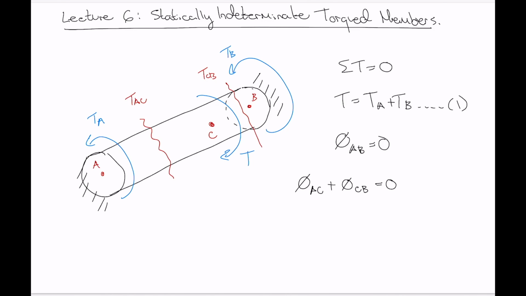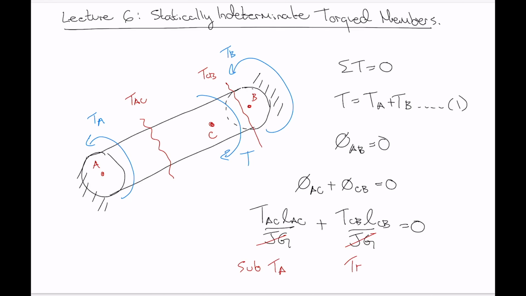Then we can expand those out using our equation for angle of twist. So phi AC is the torque in AC, times LAC, divided by J and G. I'm leaving the subscripts off J and G since both segments have the same J and G, but of course you couldn't do that if one portion was smaller or larger than the other, or if they were different materials. Plus TCB, LCB divided by JG, equals 0. So we can cancel out our J's and G's, and then substitute TA for TAC and TB for TCB, and all of a sudden we've got our second equation. Two equations, two unknowns, and we can solve that.